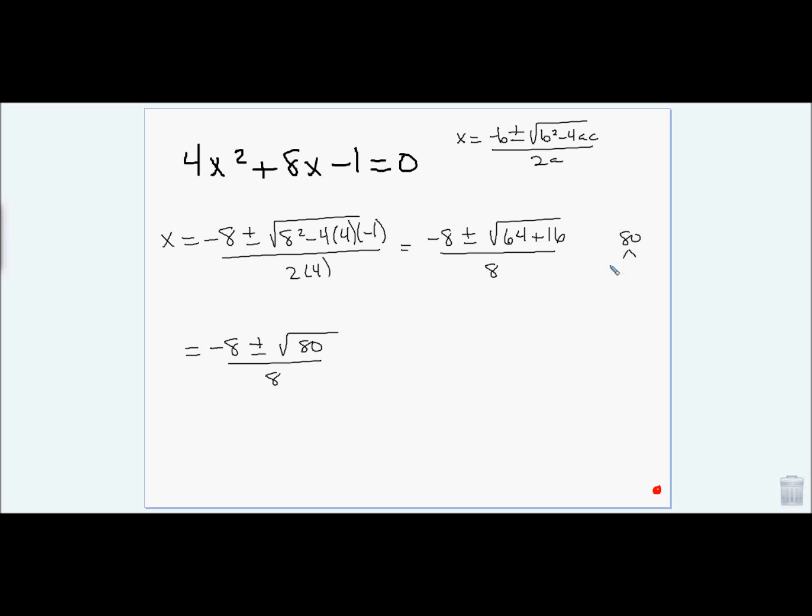80 is 2 times 40, which is 2 times 20, which is 2 times 10, which is 2 times 5. So I have 2 pairs of 2's that I can pull out. So this is negative 8 plus or minus 4 times the square root of 5 over 8. And 8's and 4's will reduce by 4, leaving me negative 2 plus or minus the square root of 5 over 2 as my final answer.